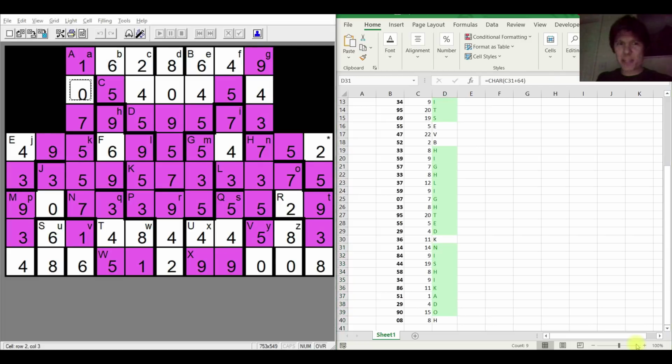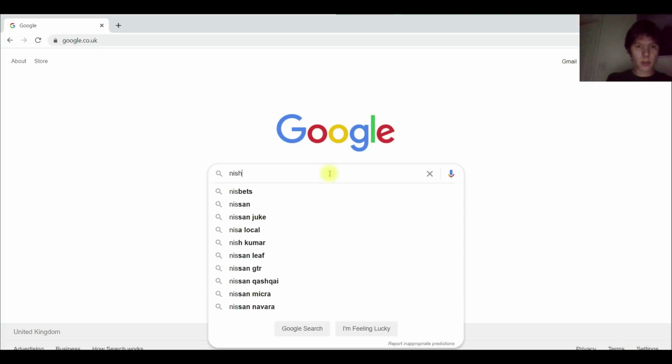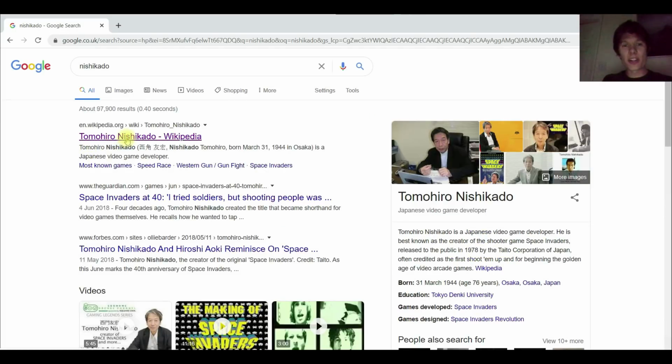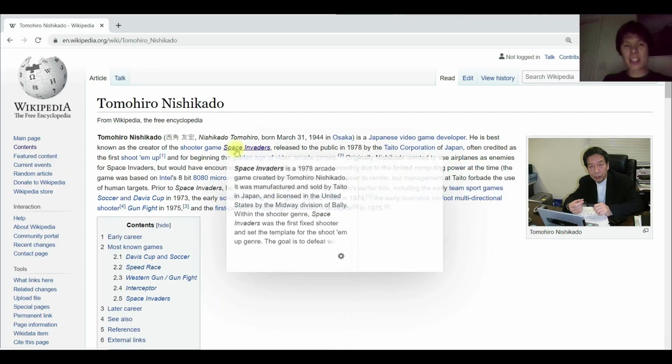Now, a bit like an impressionist painting, you might need to step back a little bit from this to see what it is. But if you do, you can see that first of all, it's symmetrical, which looks really good. That confirms that we've probably got the right answer here. To find out what this means, though, we need to do a little bit of Googling, and I'm going to Google this name here, Nishikado. And if I do Google Nishikado, you'll see that the first hit is Tomohiro Nishikado. He was a Japanese video game developer and he created Space Invaders.